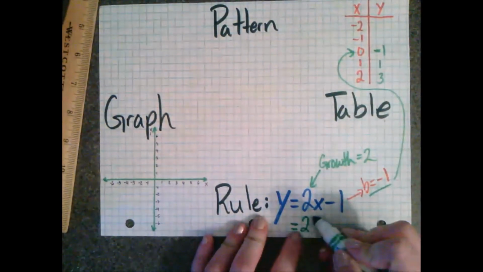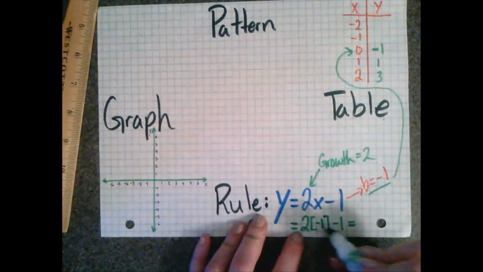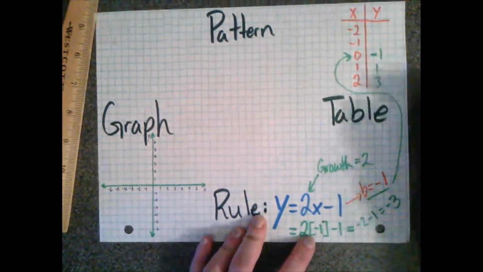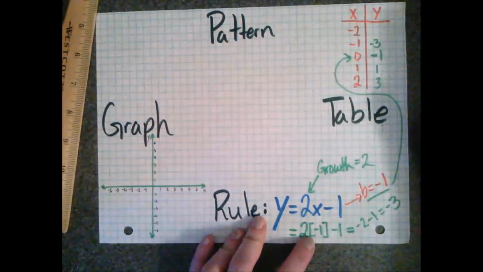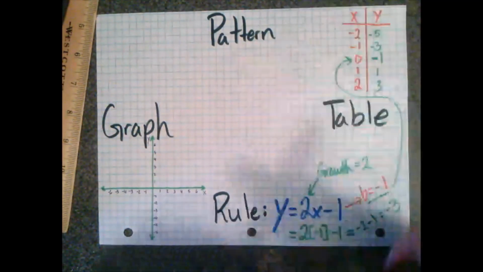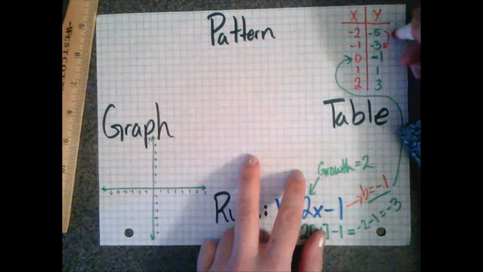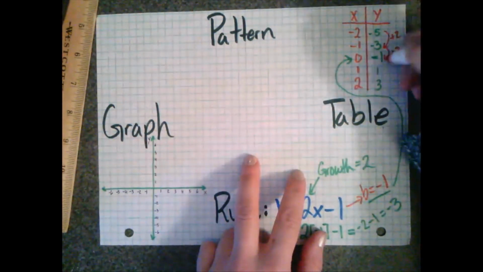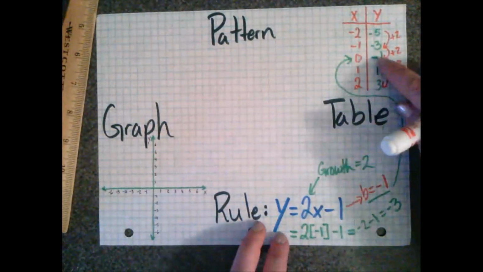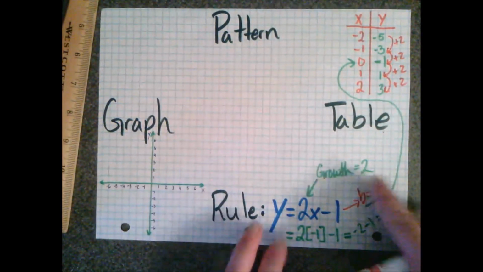And then just to show you how to use a rule again, let's do negative 1. I have 2, I need to multiply by negative 1, minus 1. So 2 times negative 1 is negative 2, minus 1 is negative 3. And then this one, since we have to move by 2s, is negative 5. As you can see, we are adding 2 both times. So I start with negative 1, that's my b, and then I add 2 repeatedly, and that is my growth. So we did a table.